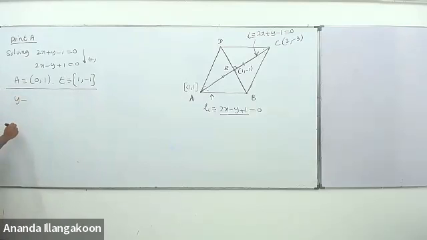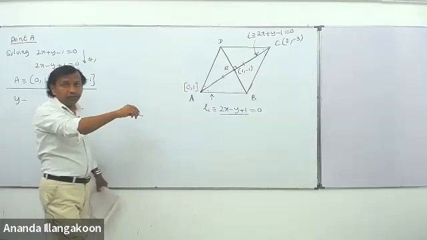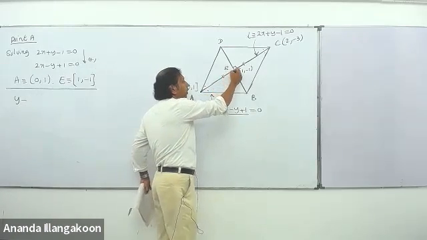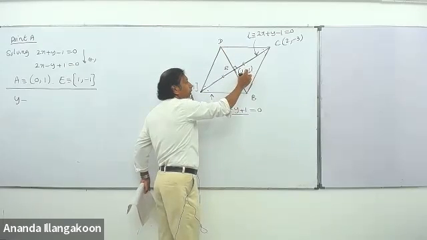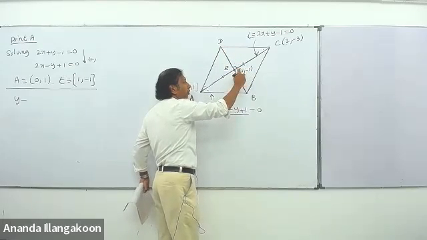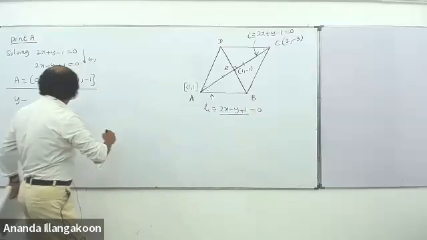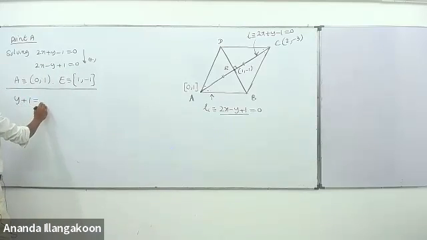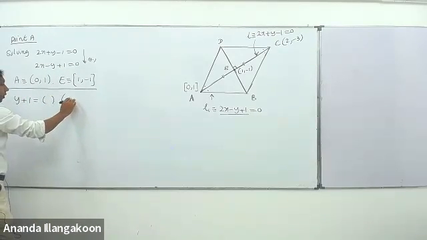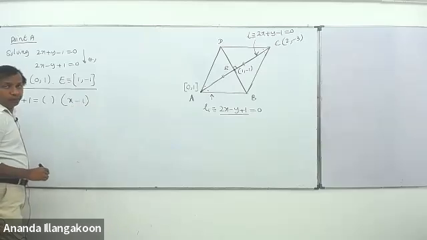y minus y naught. We can take this point E, its x and y coordinates as x naught, y naught. Then y minus y naught, y naught is minus 1, then a plus 1. We must write here gradient times x minus 1. Right, gradient of BD.